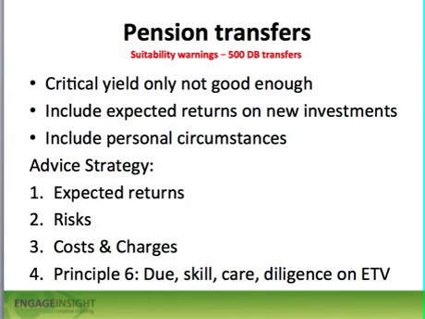And the key area there, which Model Office will certainly look at, is that critical yield only is not good enough. It needs to include expected returns on new investments and include personal circumstances. The advice strategy or planning strategy needs to focus on expected returns, risk, cost, due diligence, and incorporate Principle 6 of due care, skill, and diligence on enhanced transfers. So that is all factored in, as well as other specialist areas, whether it's structured products or whatever you're using within the business on an ongoing basis.